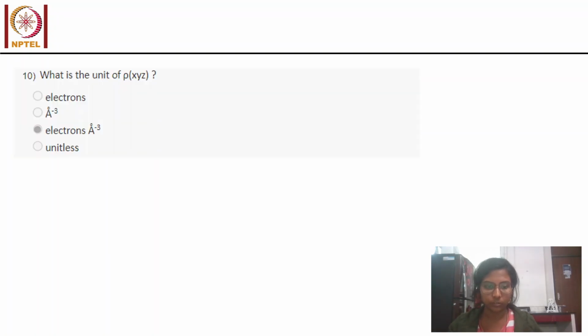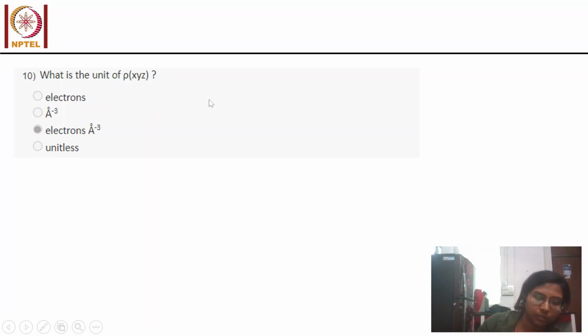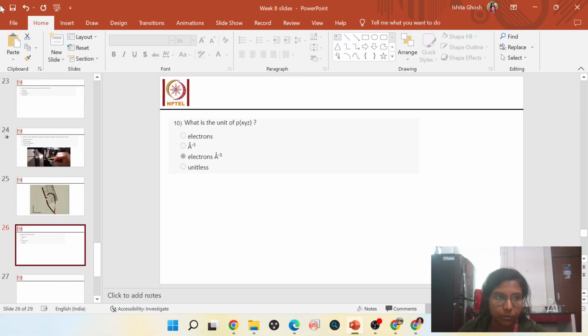Okay. Yeah, this is electron density, na? So electron density, rho xyz. There are some coordinates. Every atom is occupying a small volume at the coordinates xyz, like dx into dy into dz, or it is written as dv. Some volume element is there because it is electron density in space. Okay, so we will close it here.